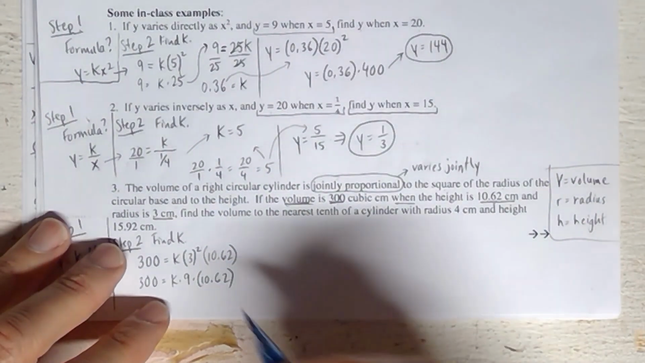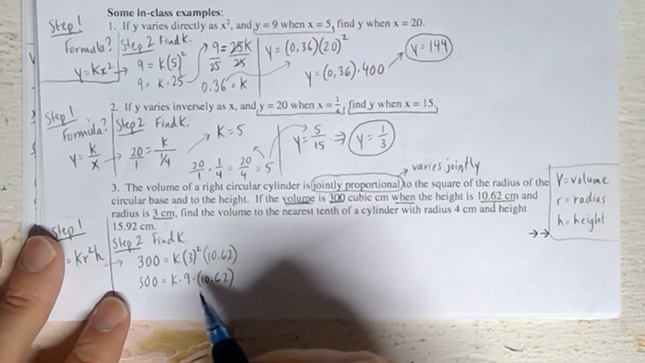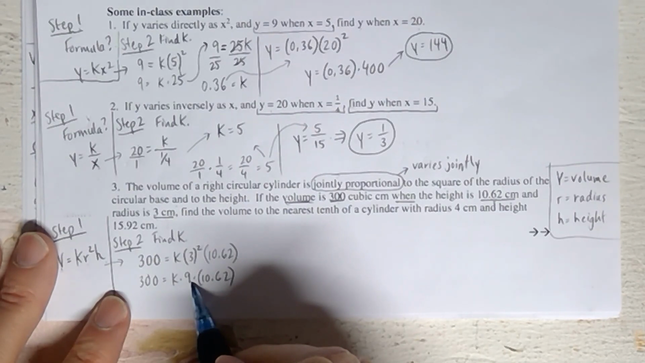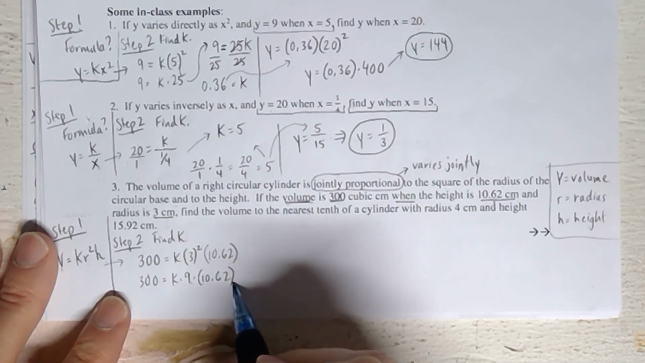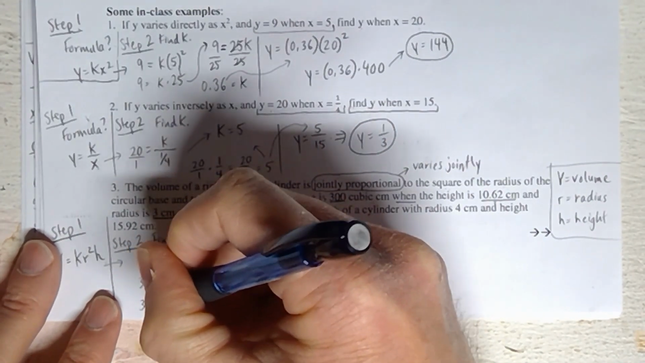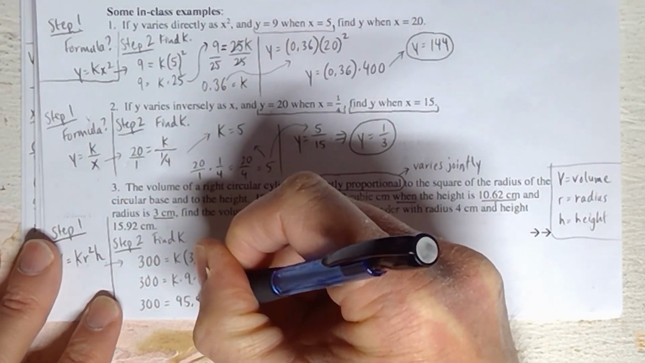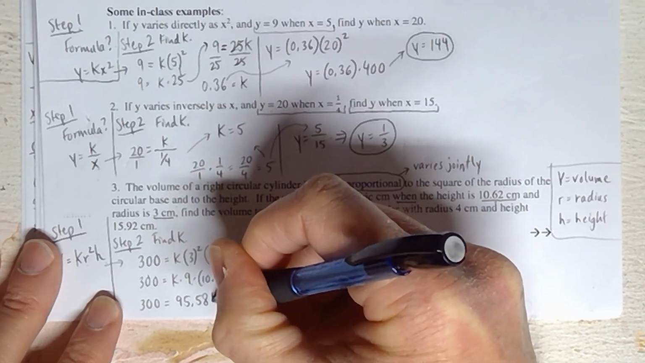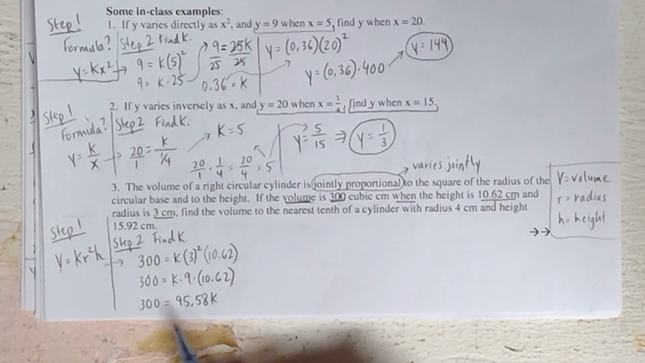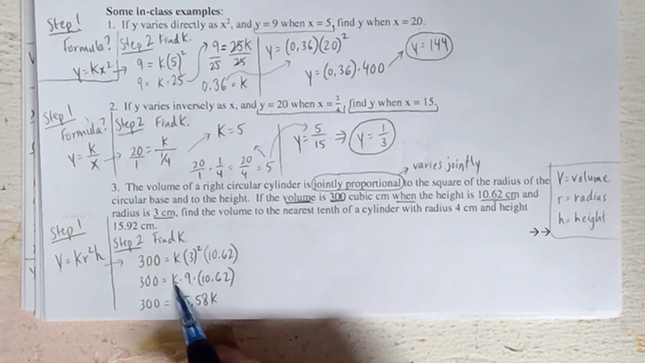How do you multiply 3 things together? You multiply them 2 at a time. 9 times k is 9k. And then 9k times this. What is 9 times 10.62? Your calculator will tell you that answer. That would be 95.58. Your calculator again should tell you that. And so there you go, 95.58k. Because 9k times 10.62, you still have to bring down the k. Just like if you had 9k times 3, it would be 27k. The k is still there.